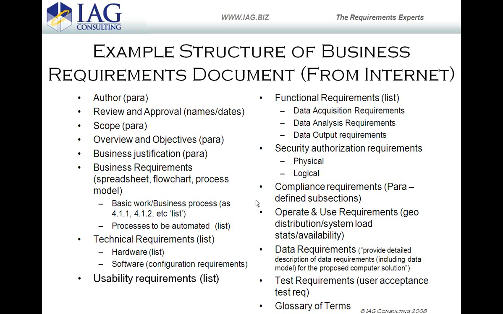And in this area, when I read the titles and the categories and the descriptions underneath, they were really looking for more geographic distribution, system load requirements, system load statistics, and availability requirements, some of the non-functional stuff. And then data requirements, and let me read to you what they said, because data requirements was basically there with a paragraph space, but they gave specific instructions. They said, and this is exactly what they said, please provide detailed description of data requirements, including data model for the proposed computer solution. That's what they said. The test requirements, and when I read what they're talking about, it was mainly user acceptance test requirements, and then glossary of terms.